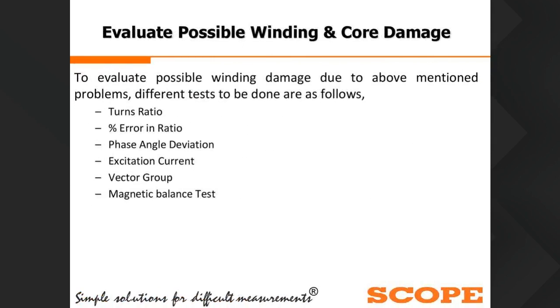To evaluate the possible winding damages due to the above mentioned problems, we have different tests that we need to carry out to find out the exact reason behind the winding failure. Okay, so these are the tests. Here you can see turns ratio, percentage ratio error, phase angle deviation, excitation current, vector group, and magnetic balance. With these tests, we can easily analyze the winding healthiness or the reason behind the winding failure.